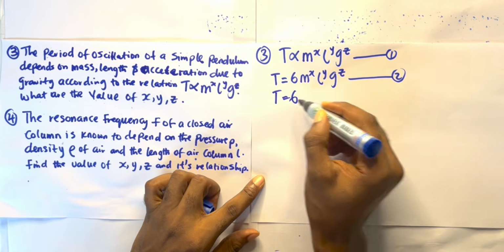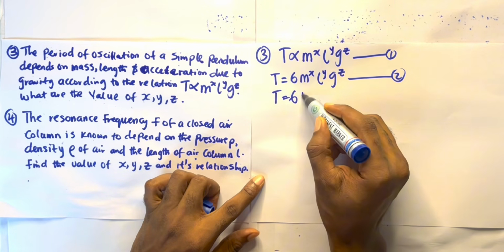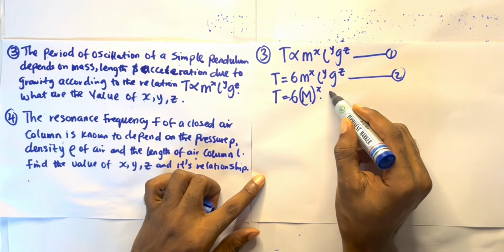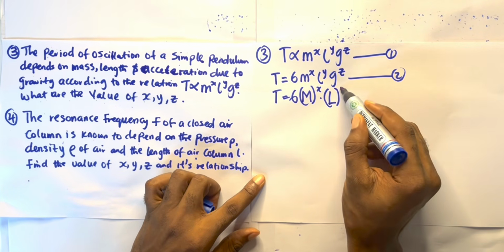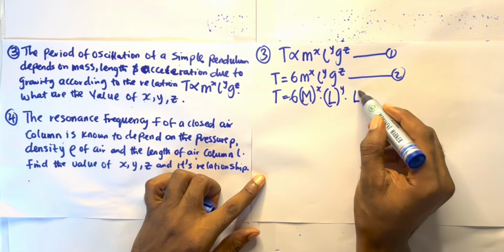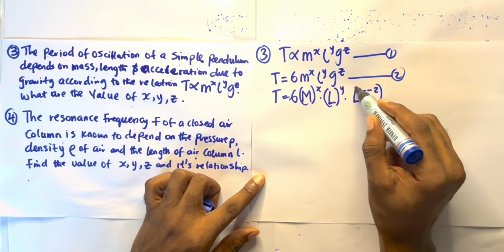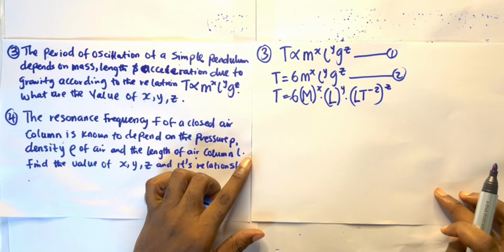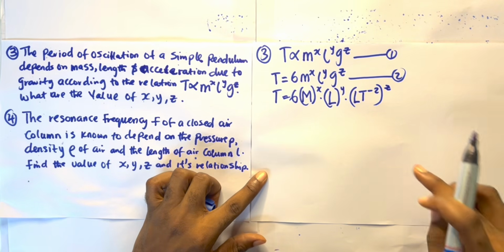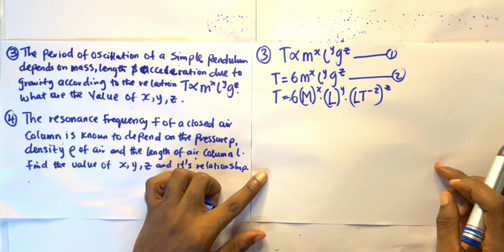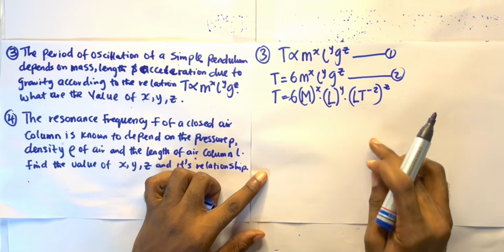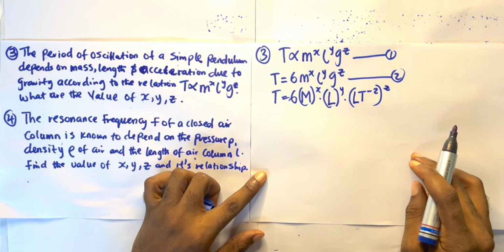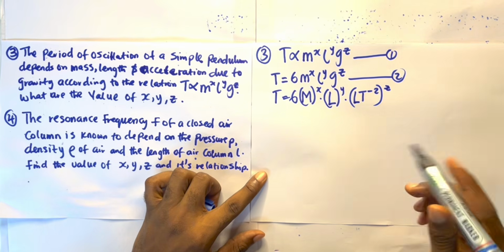T is equal to k, capital letter M, bracket open and close, x, dot L, y, dot LT^-2, z. Recall that this is acceleration due to gravity. And if you check my other video, you'll see that I solved the dimension of acceleration. So if you have not watched it, go and watch part 1 and part 2 of dimensional analysis.